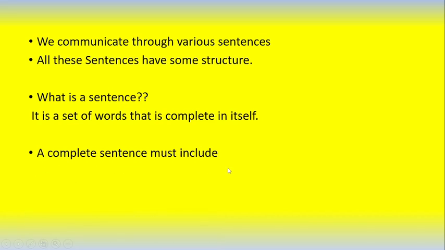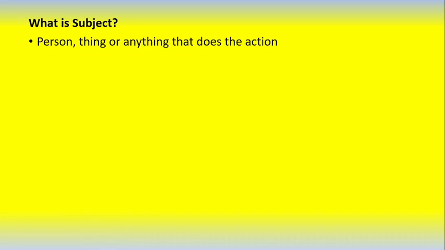A complete sentence must include two things. What are those? One is subject and another one is predicate. These two things are necessary in a sentence. Now let us understand what is subject and what is predicate in detail. What is subject? Subject is nothing but a person or a thing or anything that does the action. That means a subject is the doer of the action in a sentence. Subject is also called the main focus in a sentence, the central point or focus point.